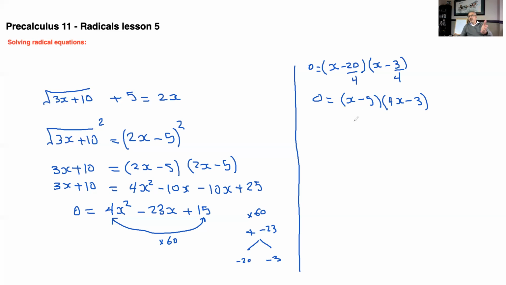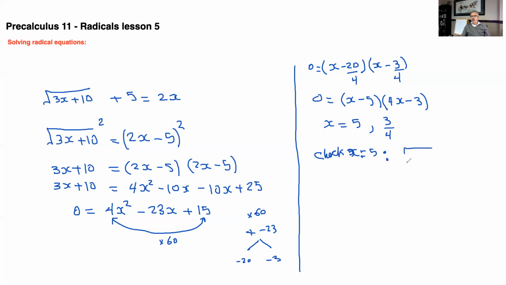You could use decomposition if you like. This is a lot faster for me. And if you learn it, it's a lot faster. It'll save you time during writing tests. So therefore, x equals 5 and 3/4 is our answer. But we still have to go and check. So I'm going to check the 5. Check x equals 5.